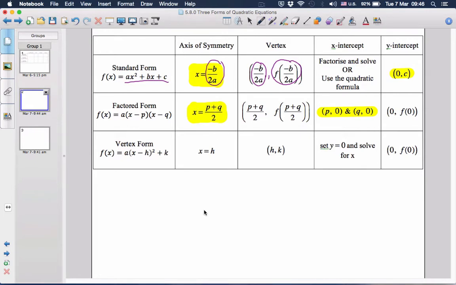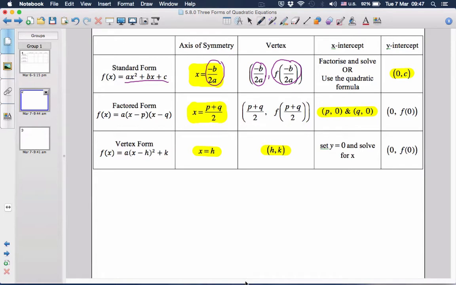Good. And then we got that funny notation again, which really just tells us that whatever you have for the x value of the axis of symmetry, you substitute that value back into the function and you get the y value, and that is the y coordinate of the vertex. Perfect. And finally, we talked about vertex form. With vertex form, there are two things which are super easy to find: the axis of symmetry and the vertex.